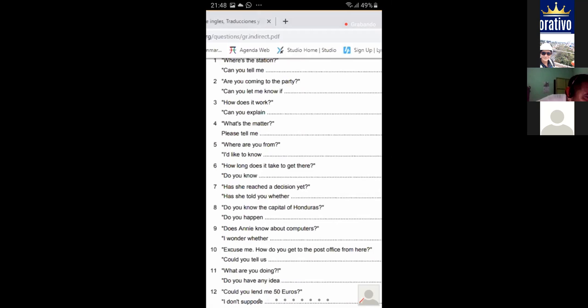Number seven. Has she told you whether? And what is the meaning of richer? ¿Cuál es el significado? What number are you working on right now? Seven. Has he reached the decision yet? ¿Ha llegado a la decisión? Has she told you whether? El whether se puede reemplazar por el if. Quiere decir lo mismo que el if.